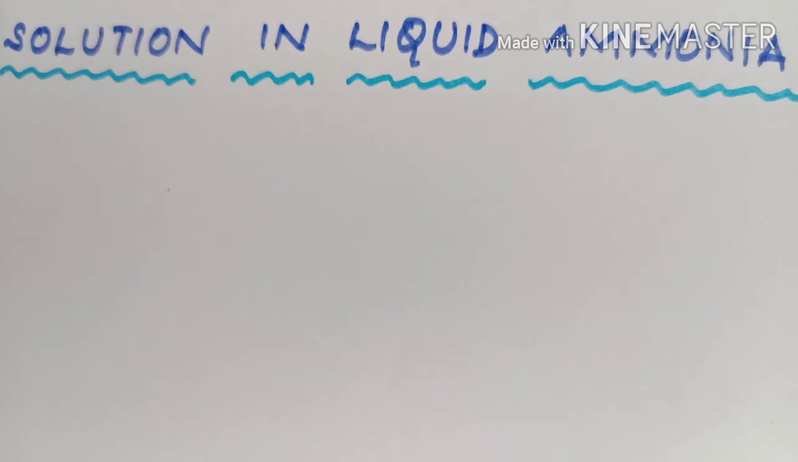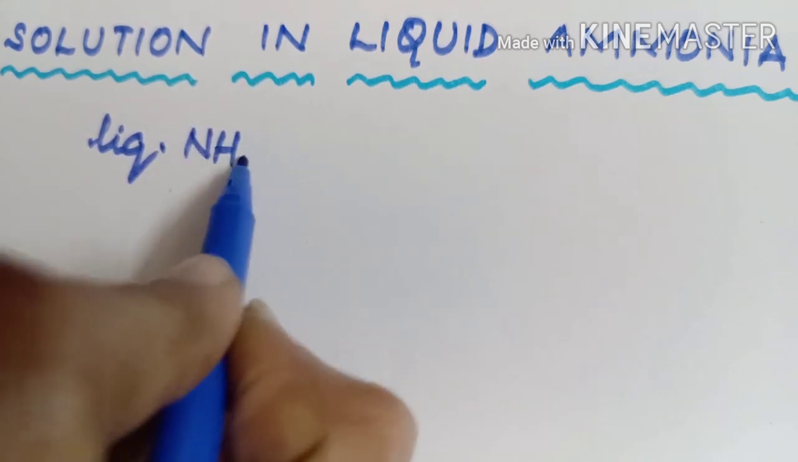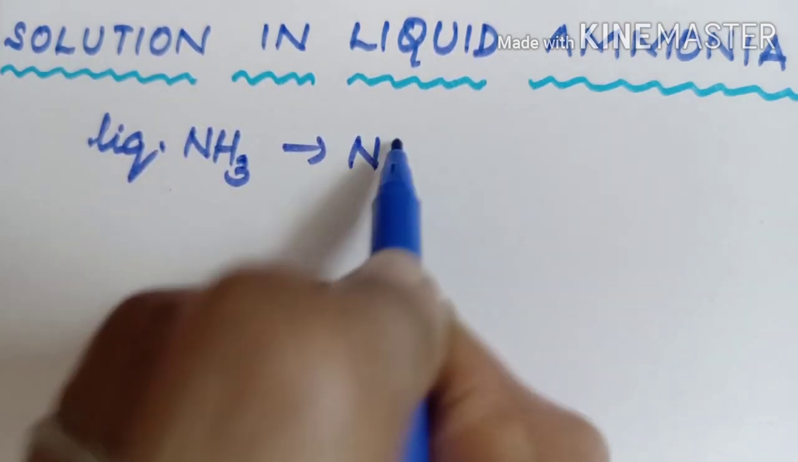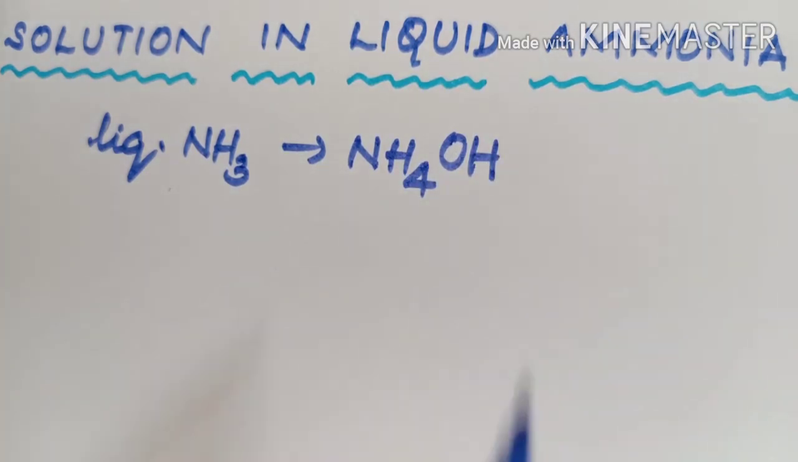Hello students, we are going to discuss the s-block elements and how they behave in liquid ammonia. Here, liquid ammonia is taken as the solvent. What is liquid ammonia? Liquid ammonia is nothing but ammonium hydroxide. So instead of the solvent water, we are using ammonium hydroxide as the solvent. It is a non-aqueous solution that we are going to produce.